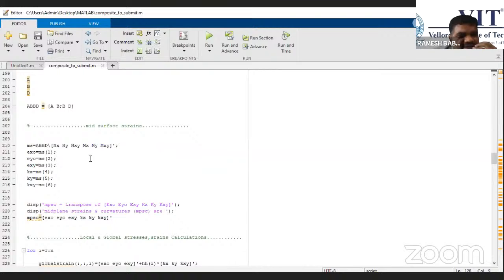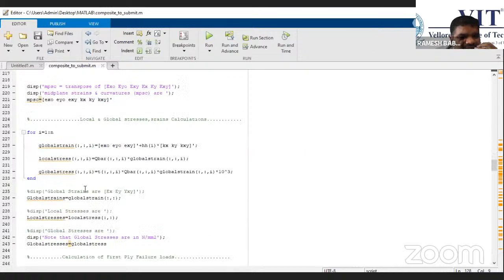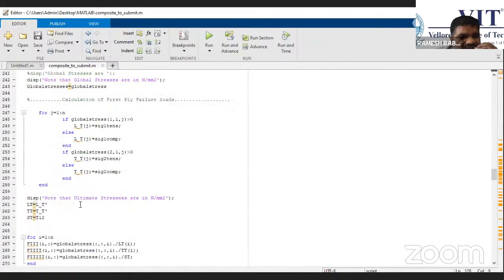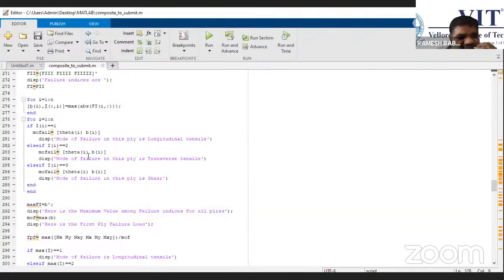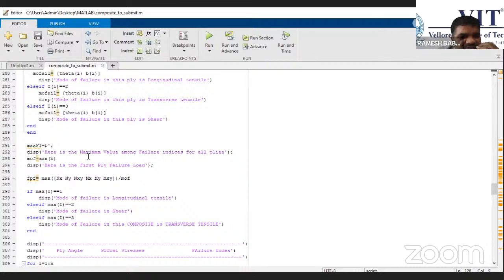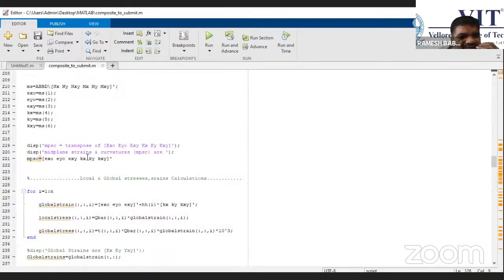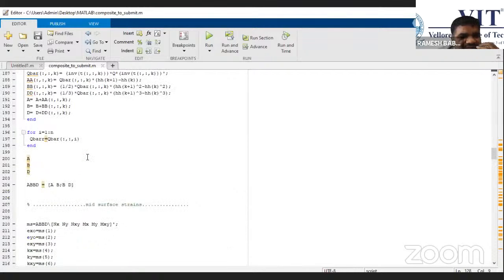Then there are the mid-surface strains, then global strains. We are converting these strains as well, and this was actually written mainly for the failure analysis, as we have not discussed failures. I am not going to discuss this one, but up to this, finding the ABD matrix is the main thing. This is how we can write our own code.